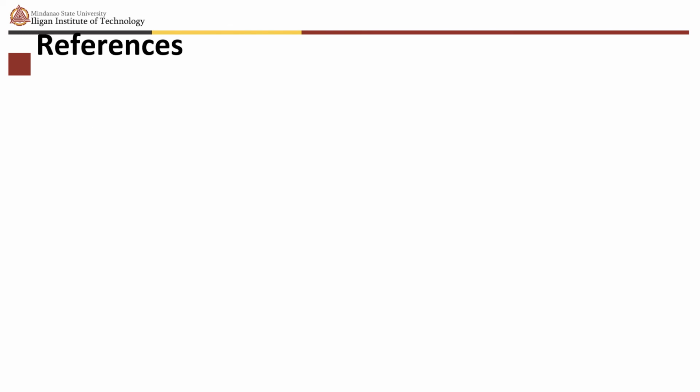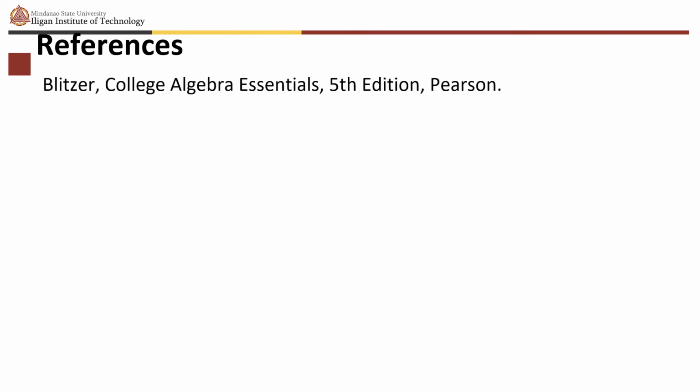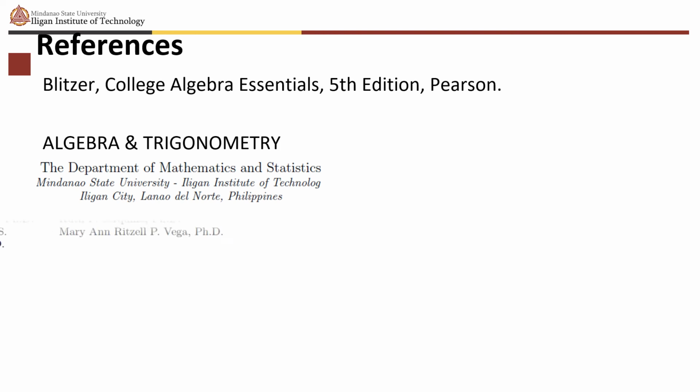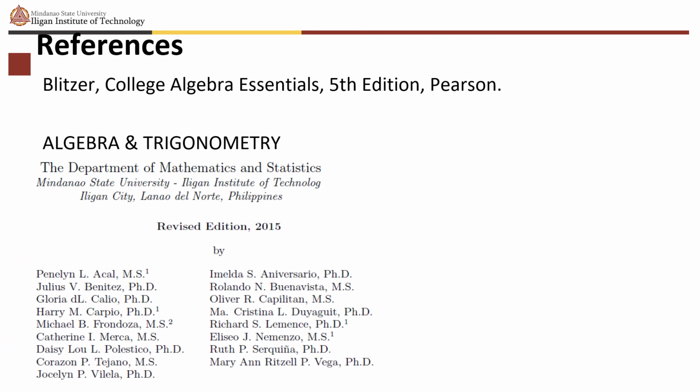So for our references, we have Blitzer College Algebra Essentials, the 5th edition, and we have Algebra and Trigonometry from the Department of Mathematics and Statistics. So our first lecture ends here, and we will proceed to the next lecture.